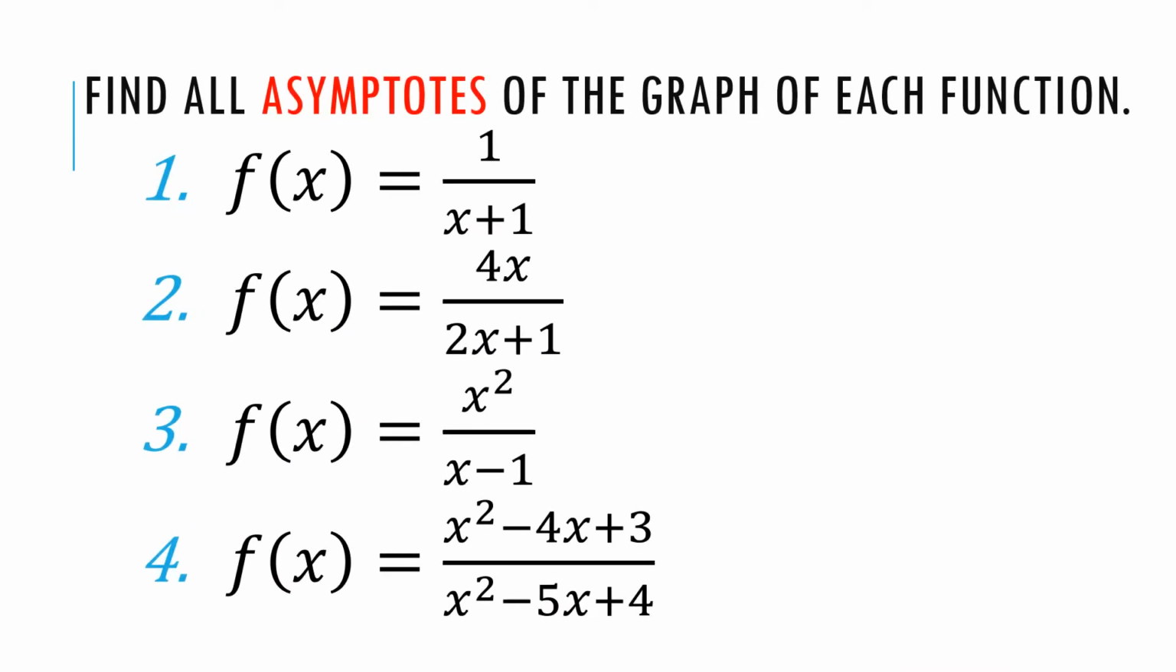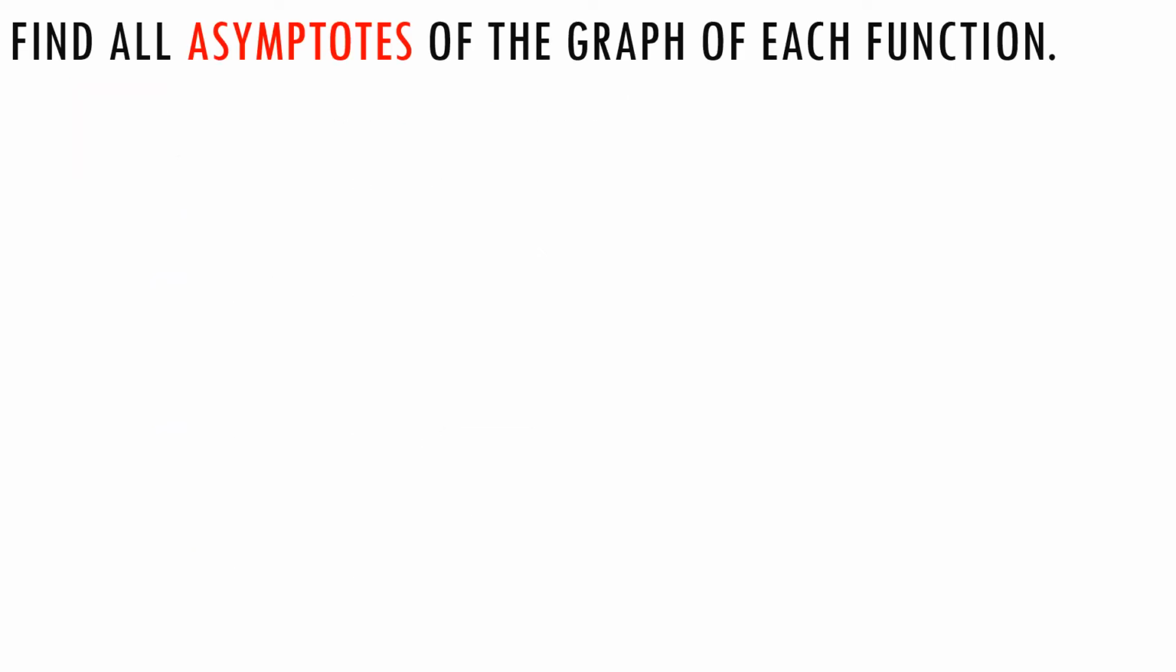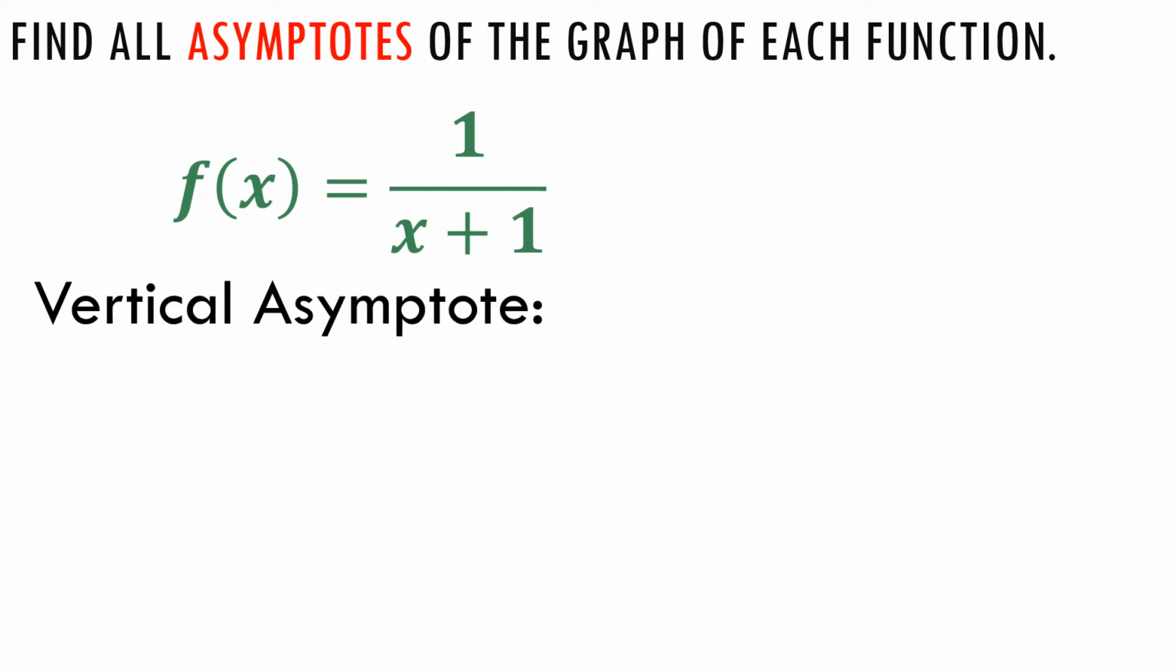Now let's try to find all the asymptotes of the graph of each function. First, we have f of x equals 1 all over x plus 1. For the vertical asymptote, we're going to set the denominator equal to 0 and then solve for x. Therefore, x is equal to negative 1.